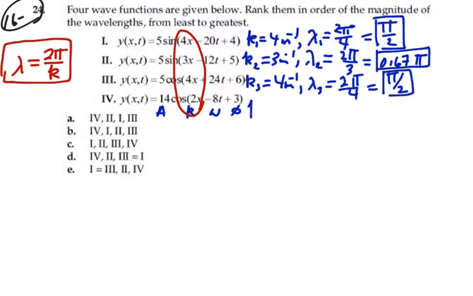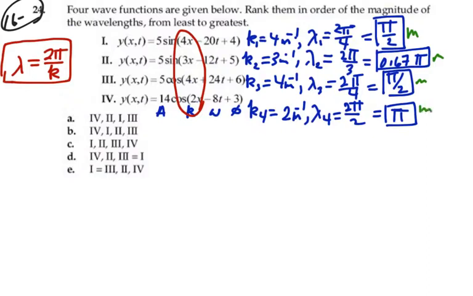And for the last one, our wave number is 2 per meter. Wavelength is 2 pi over 2, which is just pi meters. All these are in units of meters for our wavelengths.